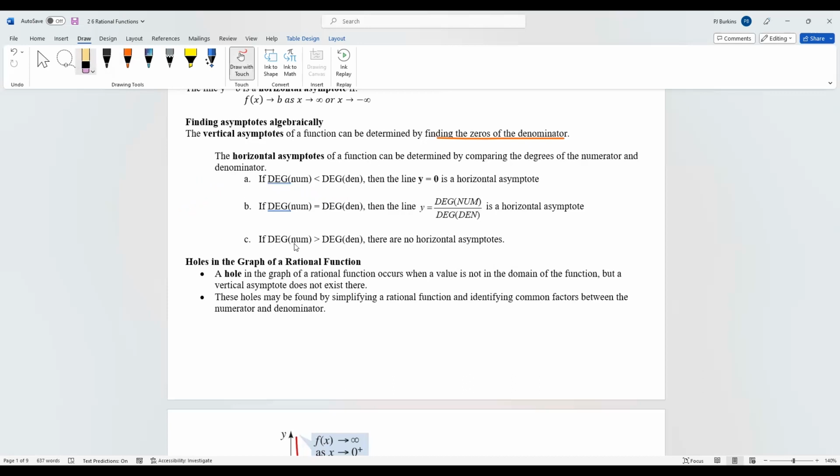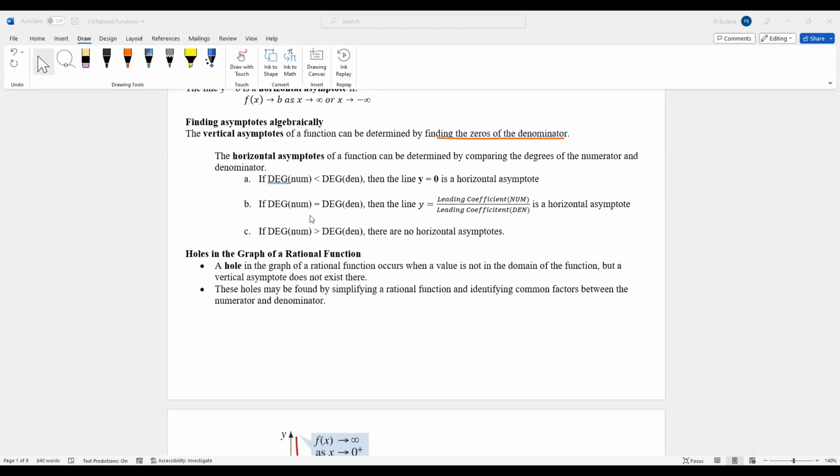On the contrary, if the numerator's degree is greater than the denominator's degree, then there are no horizontal asymptotes. So for B, if the degree of the numerator is equal to the degree of the denominator, then the line y equals the leading coefficient of the numerator over the leading coefficient of the denominator is a horizontal asymptote. All right, we're almost done with the rules here. We still have one more thing for holes in the graph, and then we can look at a few of the graphs below and look at those examples.